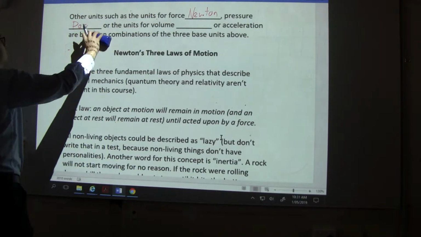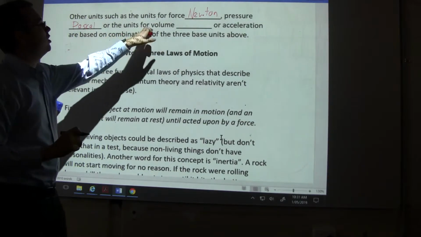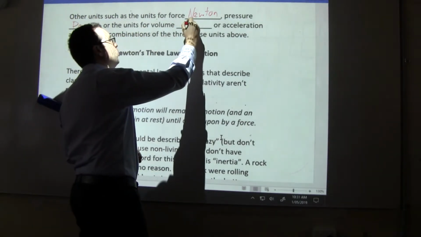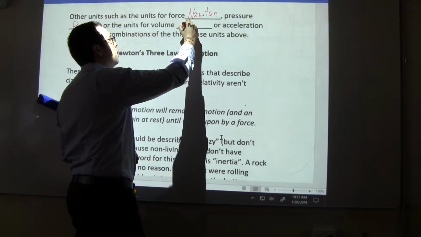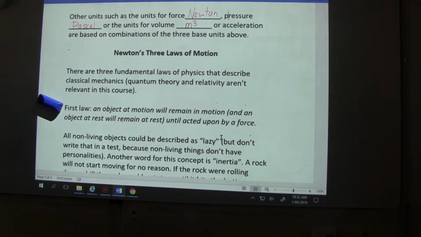Pascal. And other units such as the unit for volume. What did we say the unit for volume was? Meters cubed. Meters cubed, thank you. Or acceleration, they're based on combinations of those three units. We'll learn about that as we go. Okay.